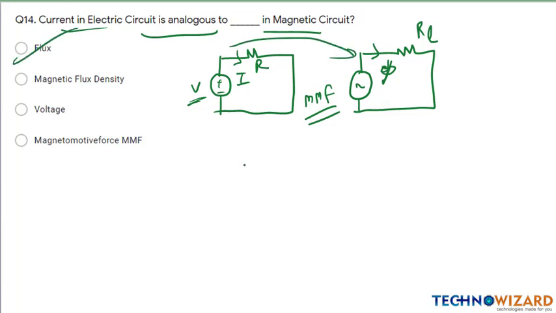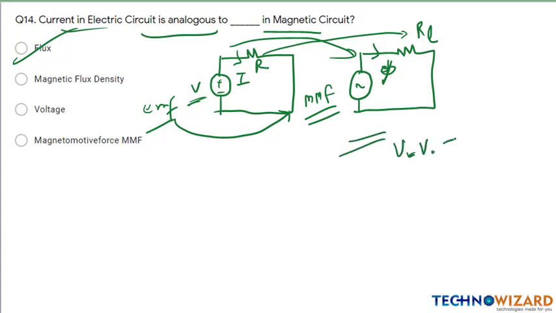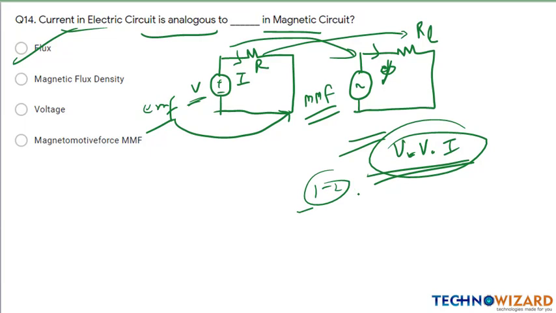And the EMF in an electric circuit is analogous to MMF in a magnetic circuit, and the resistance in an electric circuit is analogous to reluctance in a magnetic circuit. Remember this part, very, very important. This question can come in basic electrical circuits, around 1 or 2 marks can come from that part in your paper. So please remember this.